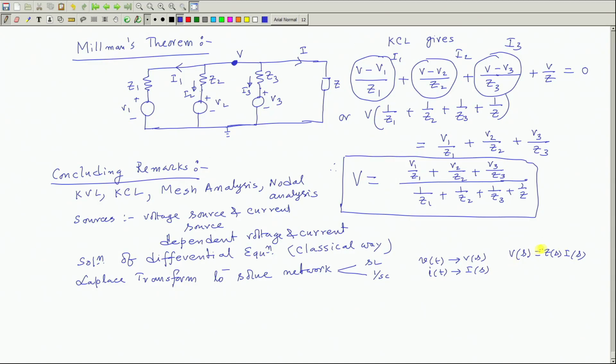Therefore, for any input voltage I could find out the value of Is as Vs by Zs. It is a very popular technique, and take the inverse to get the current domain solution. Replace S by j omega, you will get the solution when the supply frequency is AC, otherwise it covers all the types of signals.